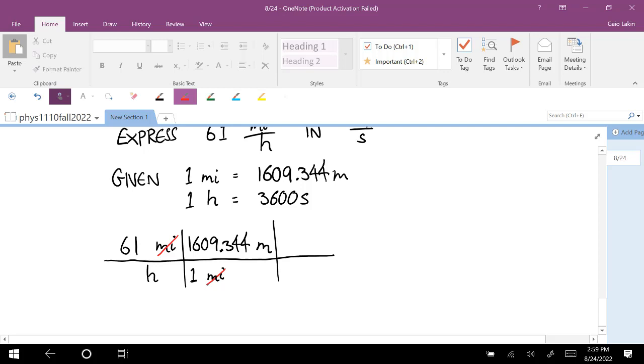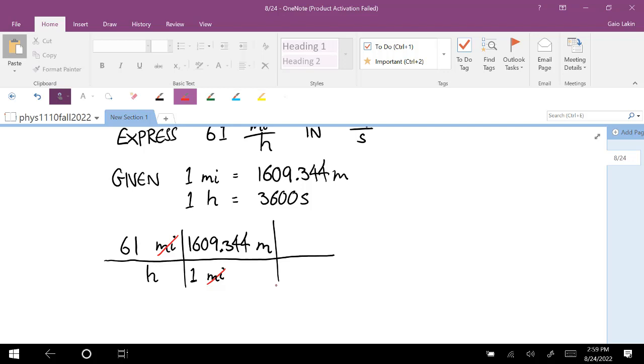And so if we multiplied all the numbers and everything out that we have now, what we would have is 61 times 1609.344 meters per hour, okay? And if meters per hour had been the units of speed that we wanted, then we'd be done. But we want meters per second, so we still have one more step, okay?